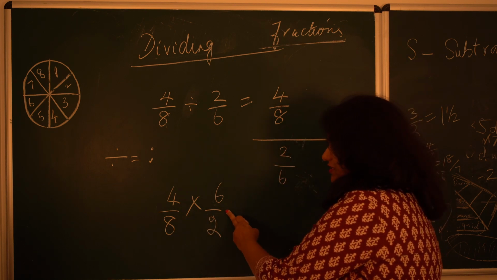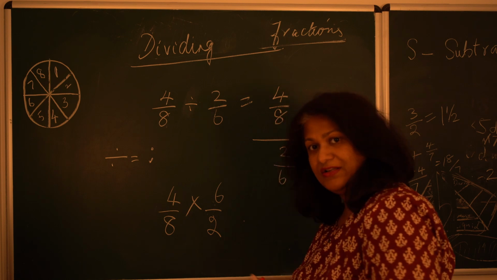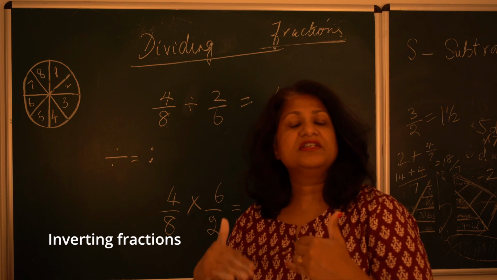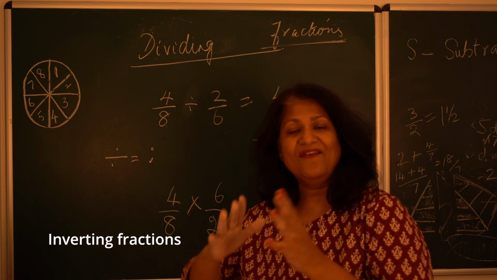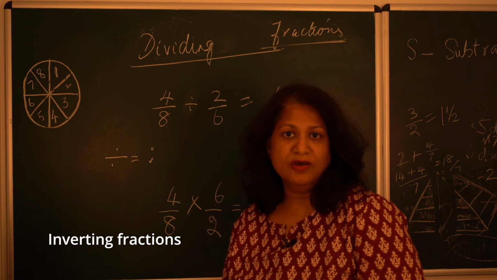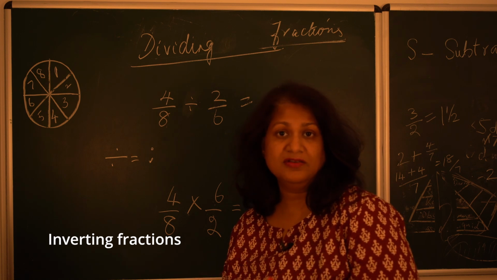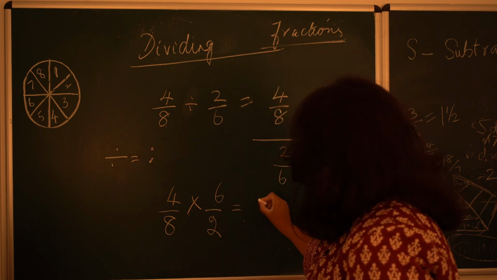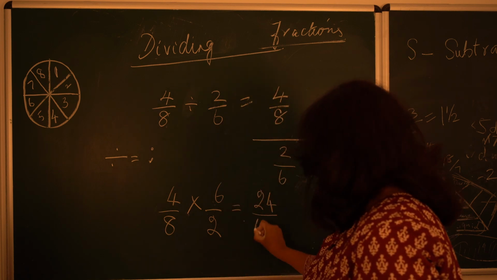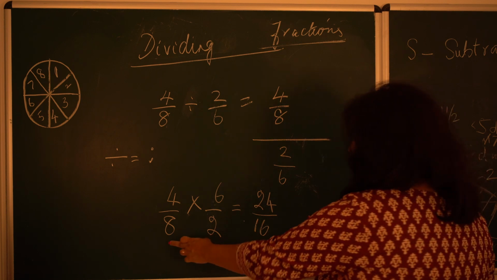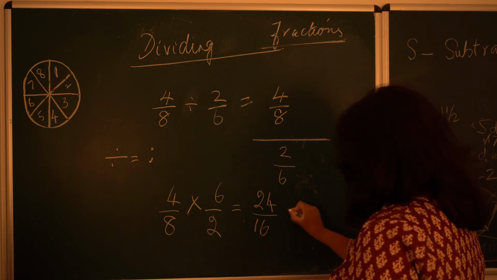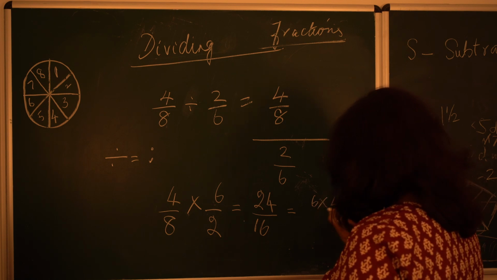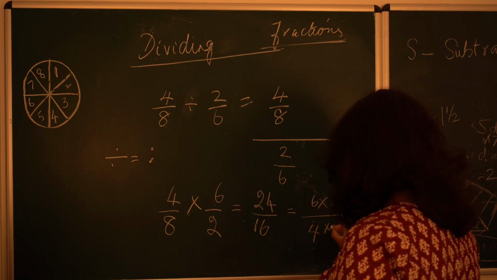So I will do the inversion, the inverted version. What is the inverse of 2 by 6? 6 by 2. Whatever is in the numerator will go to the denominator, and whatever is in the denominator will go to the numerator. So that's the fun bit of it. Now what we'll have is 24 divided by 16. Very easy number. You have 6 times 4, which is 24. Again, 4 times 4, which is 16.